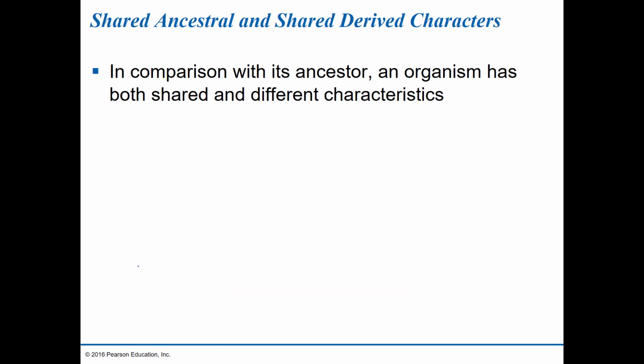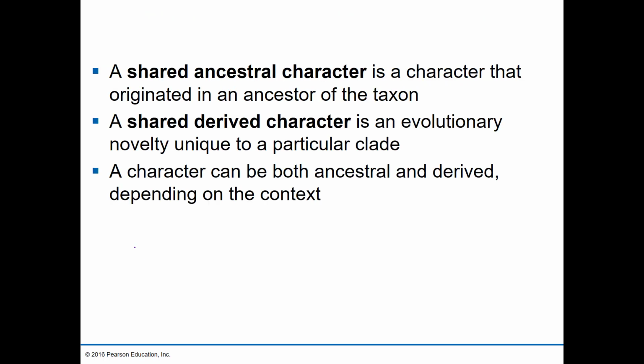In comparison with its ancestor, an organism has both shared and different characteristics. If it didn't have different characteristics, there wouldn't be a different species, right? So a shared ancestral character is a character that originates in an ancestor of the taxon. A shared derived character is an evolutionary novelty unique to that particular clade. A character can be both ancestral and derived depending on the context.